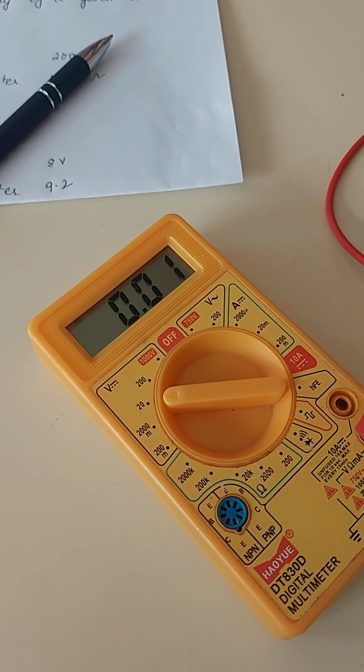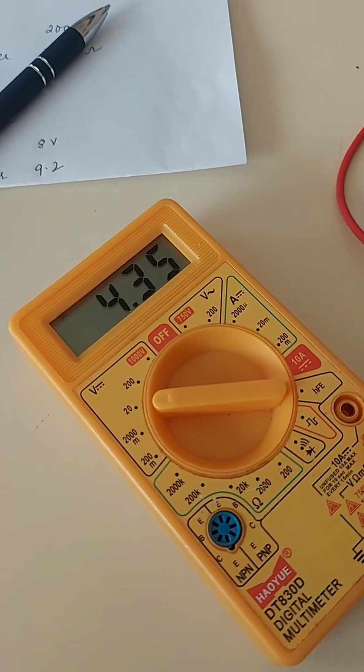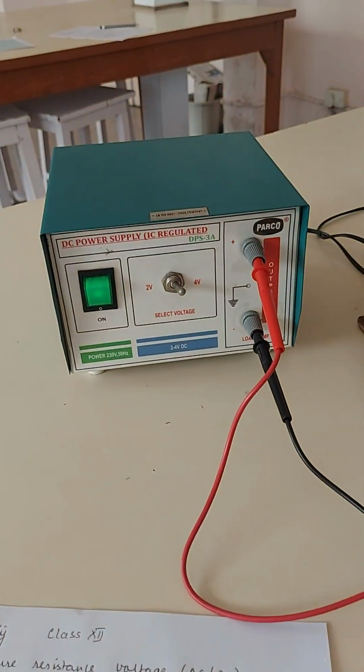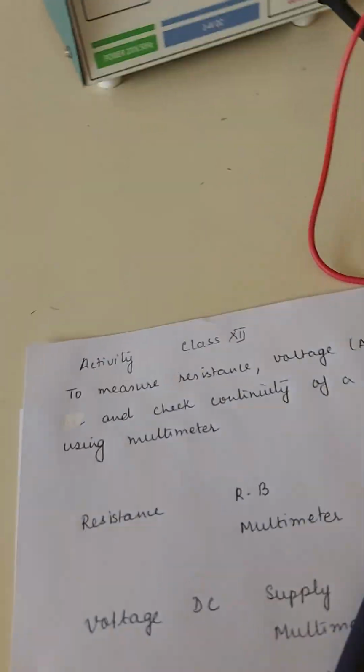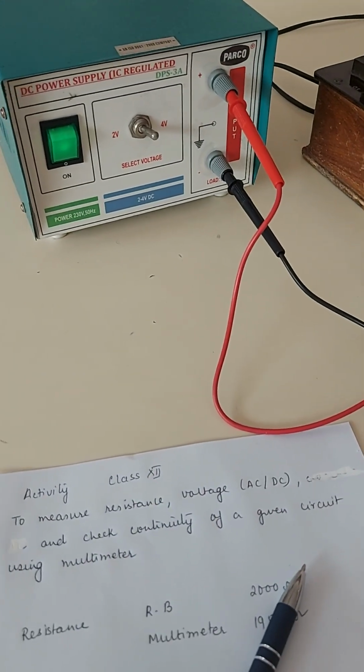It fluctuates because our hand keeps shaking. It's about 4.3 for 4 volt. So this is how this is all in the activity. Okay, that's nothing to worry about.